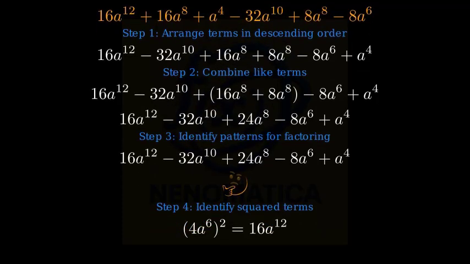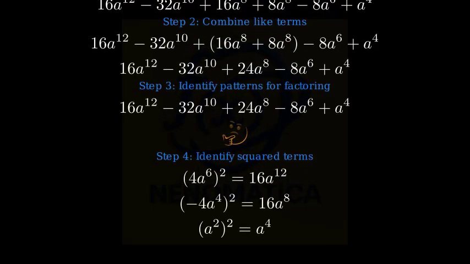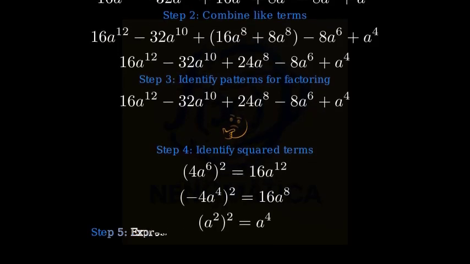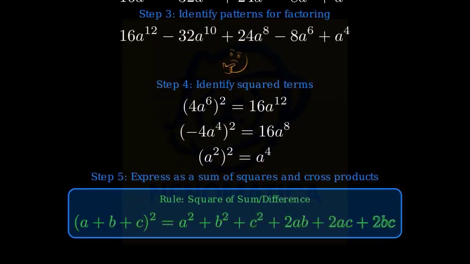First, we can identify the term for a to the 6th squared, which gives us 16a to the 12th. Next, we see negative 4a to the 4th squared, which gives us 16a to the 8th. And we have a squared term, which gives us a to the 4th. Let's follow the solution approach shown in our example. We can rewrite our expression as a sum of squared terms and cross products.